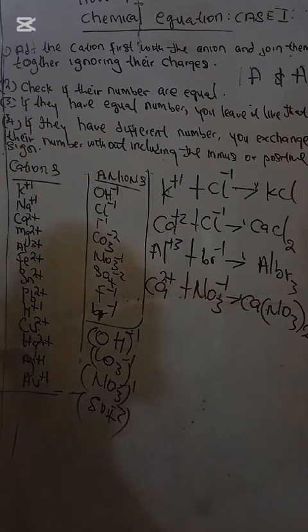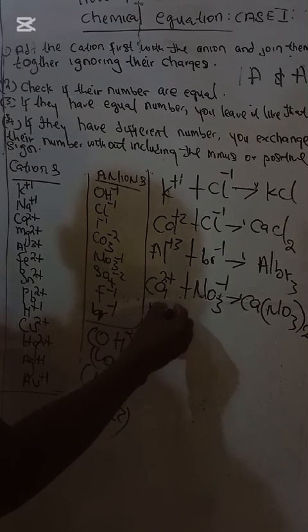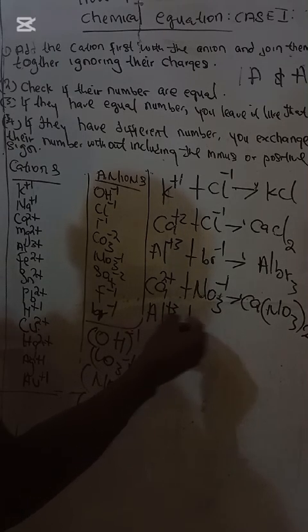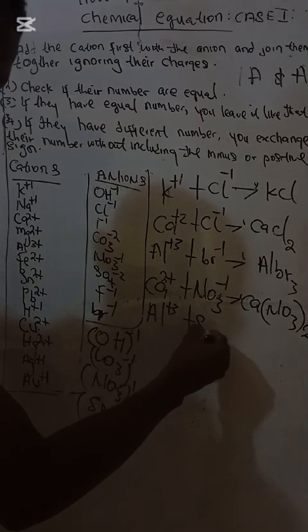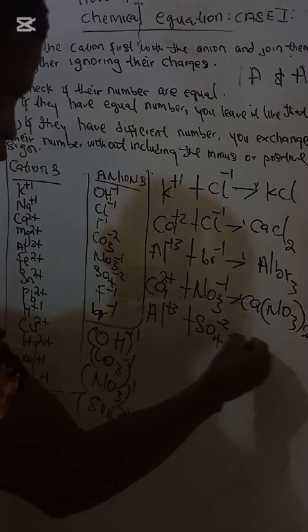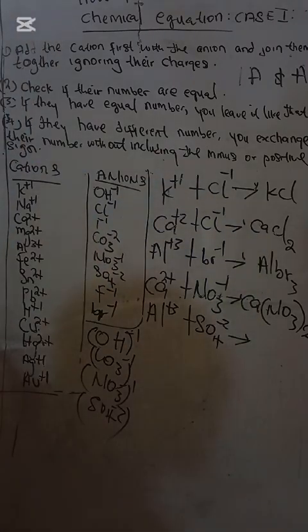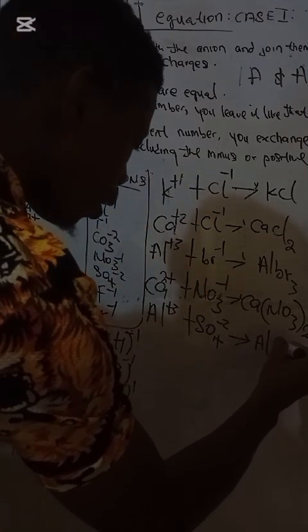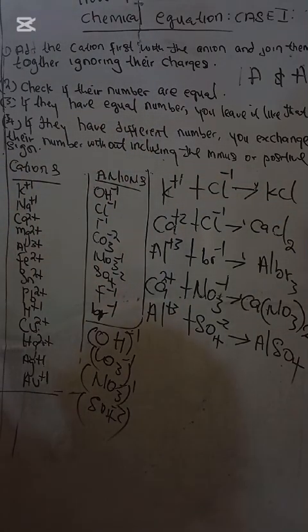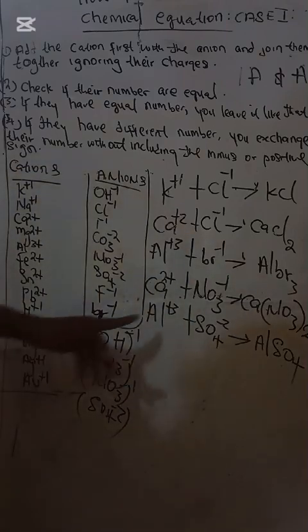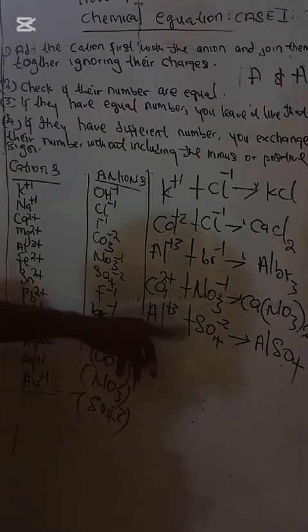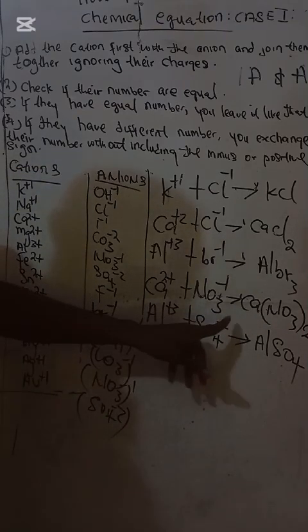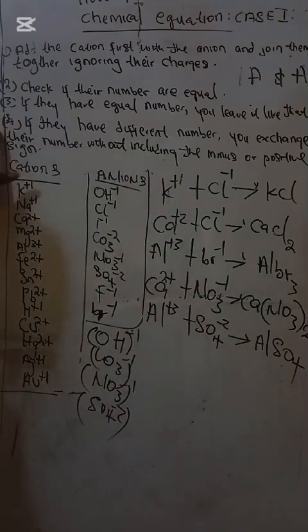This time around, I'm going to pick Al plus 3, and the next one is going to be SO4 minus 2. Following our rule, you join them together. So when you join them together, you are going to have Al SO4. Now, what is the next thing we are going to do? Let's check whether they have the same number. This one has plus 3, and this one, forget about the sign, has 2. So you will not leave it together, but rather you will exchange.